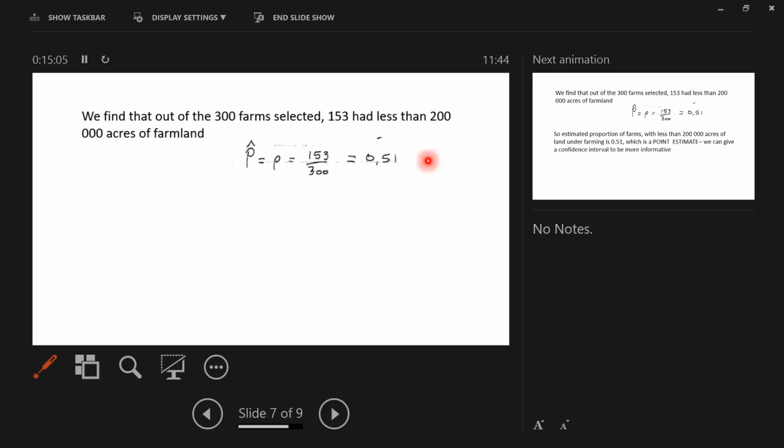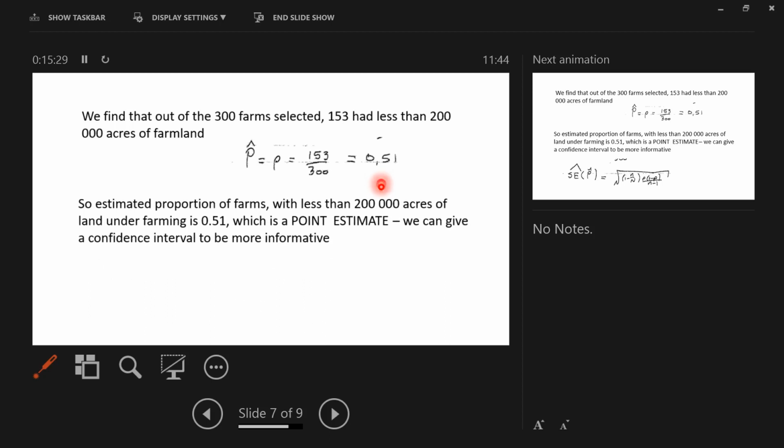So we can say in the sample, 0.51, just over half of the sample had less than 200,000 acres of farmland. But now we say because the sample proportion estimates the population, we think also that out of the 3078, about 0.51 proportion or 51% has less than 200,000. So we estimate the proportion of farms with less than 200,000 acres of farming land is 0.51. That's a point estimate for the 3078 farms.